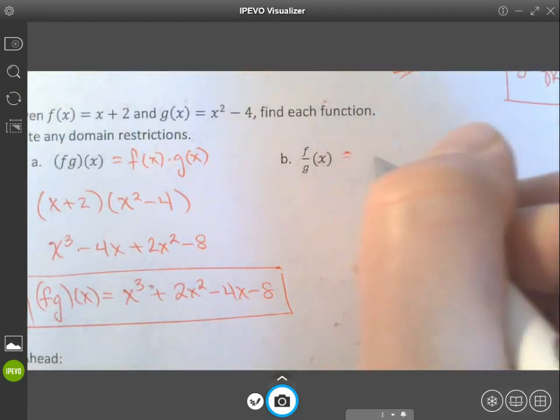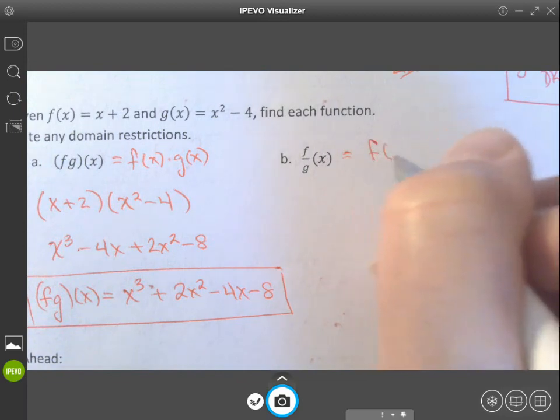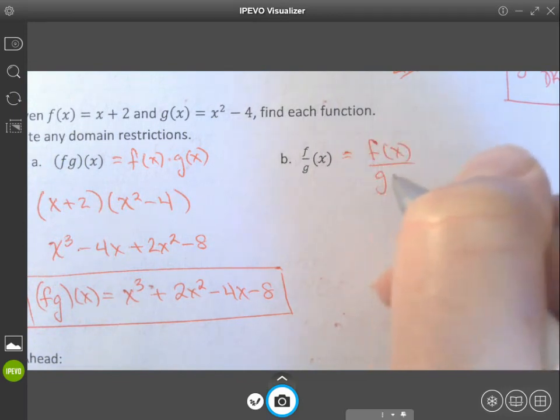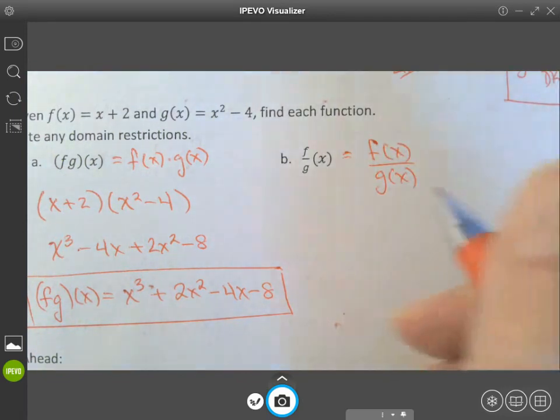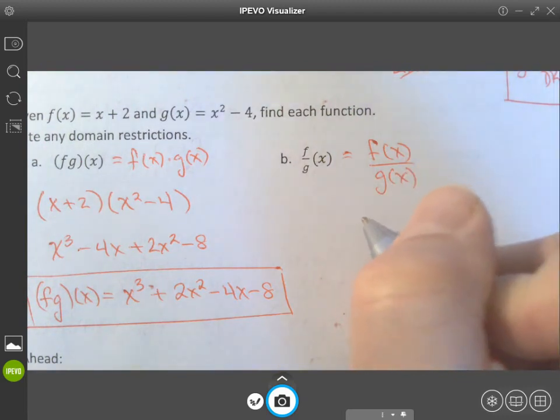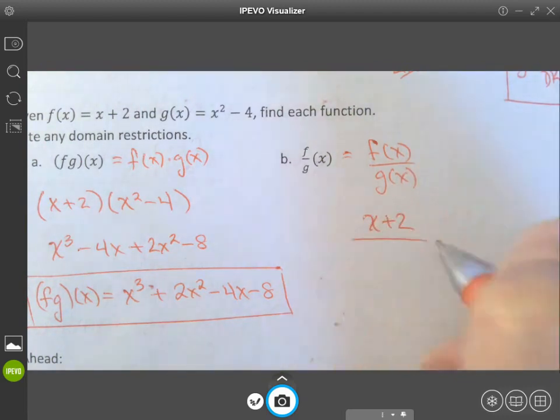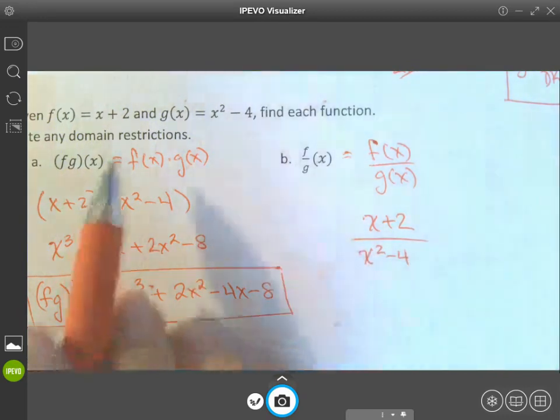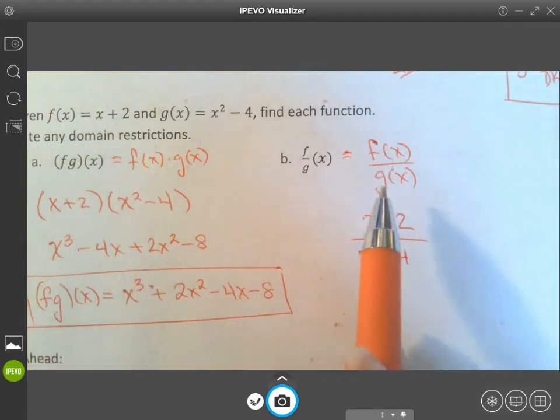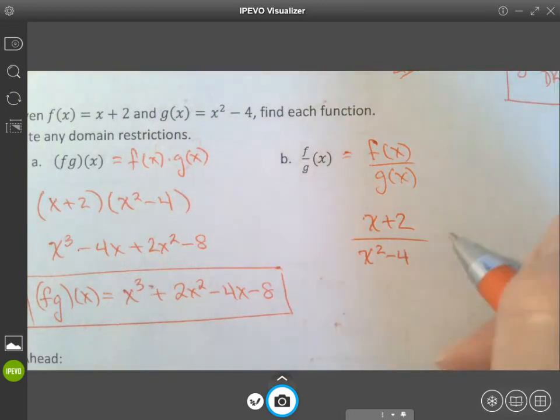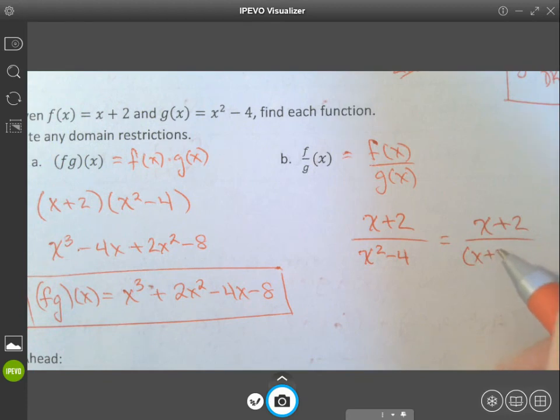Anytime I have division, if I still have a variable in the denominator, that would mean that I definitely have to consider a domain restriction. So my numerator is x plus 2. My denominator is x squared minus 4. Here's where I need you to be careful. Maybe I asked for g of x over f of x, so please be careful. This does factor: x plus 2, x minus 2. And with that in mind, we agree that that cancels.